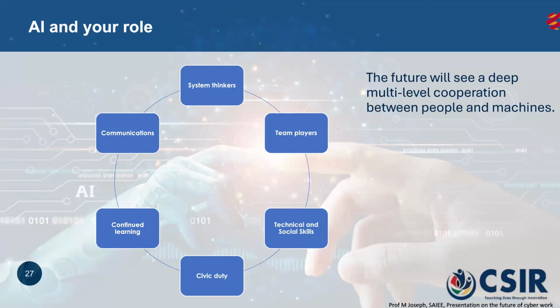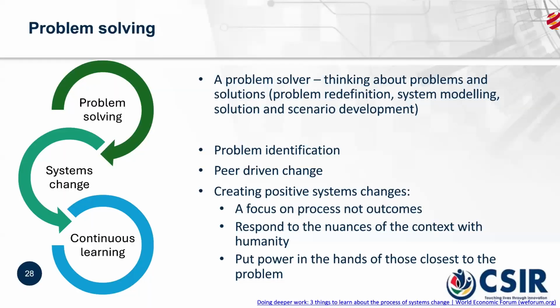But what is certain with all the change that's going to take place is that we're going to see multi-level cooperation between people and between machines. That goes without saying. Your role specifically is going to be around solving problems. If we look at each of the Sustainable Development Goals and break them down, we see that each of them are complex problems that need to be solved. And that's primarily where your role is going to come into play.